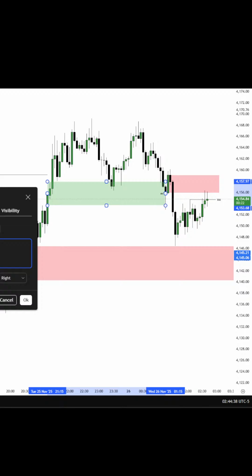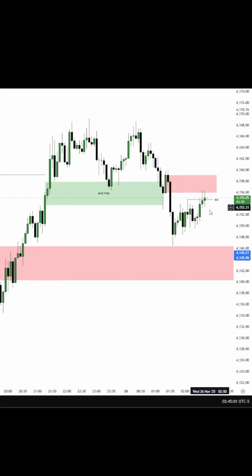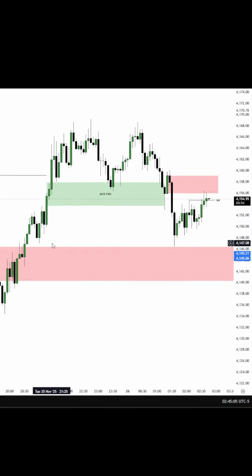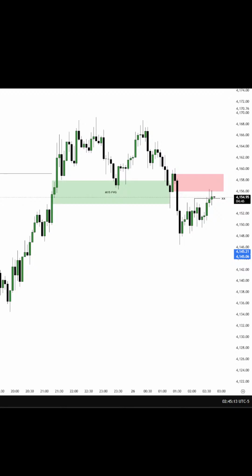I can write here M15 FVG because it is an M15 FVG, in the center of inside. Yes. Now let's wait for our entry. So let me remove this thing because it will not work here.